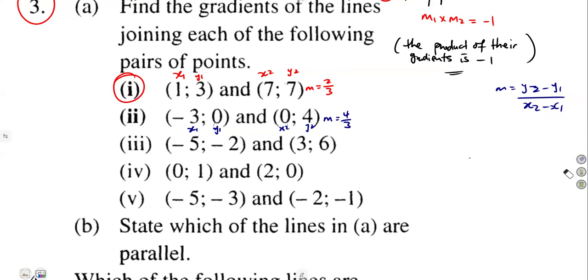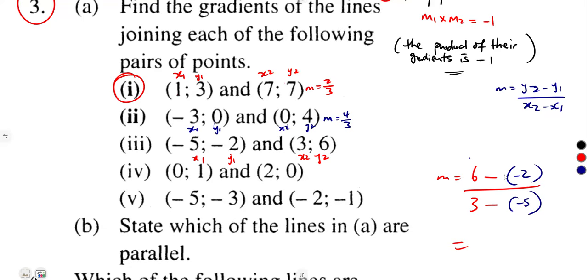The next one, we do the same thing as before. So y2 minus y1, 6 minus, what are we subtracting? -2. Over x2, 3, minus x1, which is -5. So we're going to have negative, negative, positive. So that's 6 plus 2, 8, over positive 8 again. So that's 1. So here the gradient is 1.